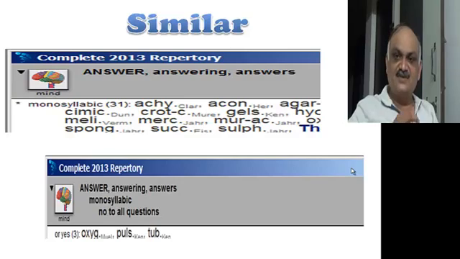So this is a common mistake we make. We think similar. Another rubric is answering monosyllabic, no to all questions, or yes. So monosyllabic is there, but always answering no and yes. So here the written expression has no and yes, so we select this rubric.